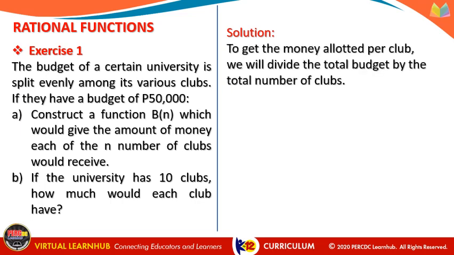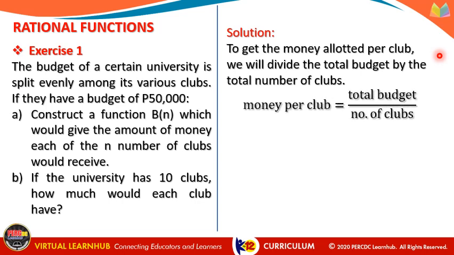To get the money allotted per club, we will divide the total budget by the total number of clubs. Para makuha natin magkano ang makukuha ng bawat club, e di kunin natin yung total budget and i-divide natin ito by the total number of clubs. Therefore, this is our equation. The money that each club will receive is equal to the total budget divided by the number of clubs.